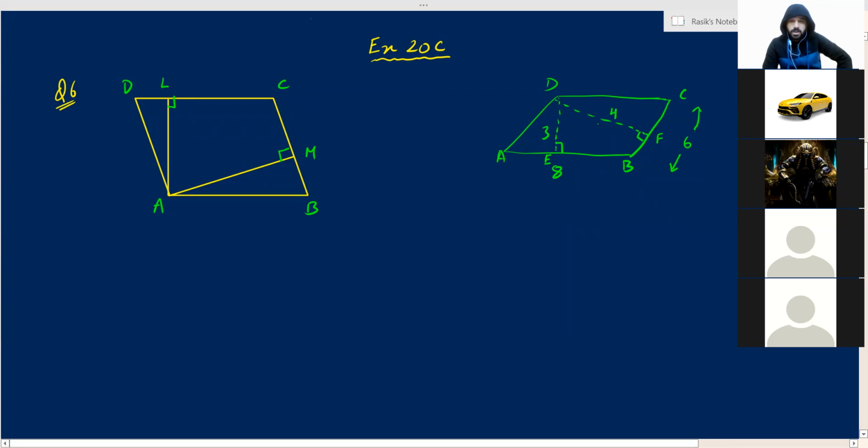Now, if we find the area of this parallelogram ABCD, we can do it in two ways. How? What are the two ways of doing it? See the side AB. If we take side AB as the base of the parallelogram, then area will be base AB into height DE. So if we find it, AB is 8, DE is 3. What do we get? We get 24, that is 24 centimeters square.